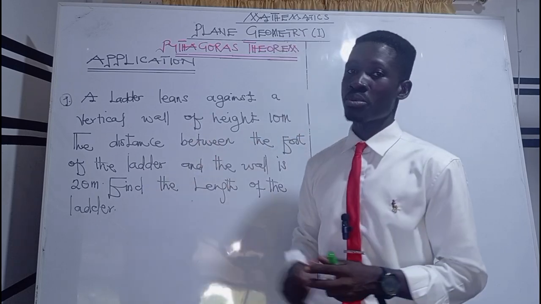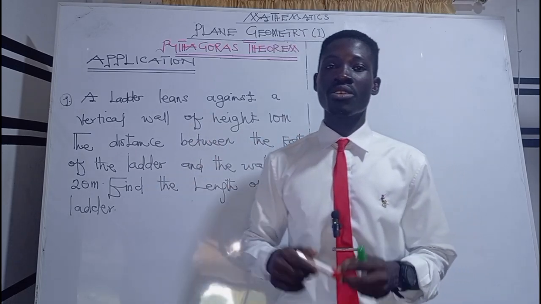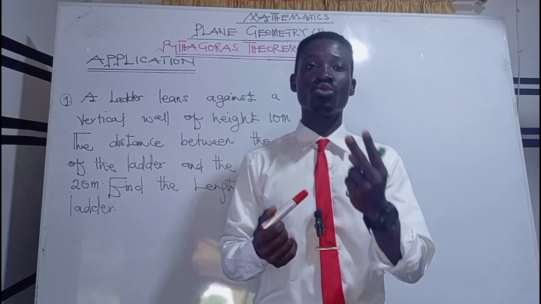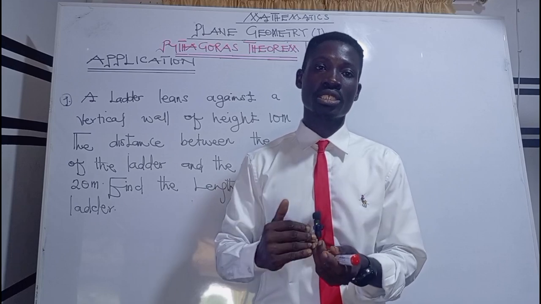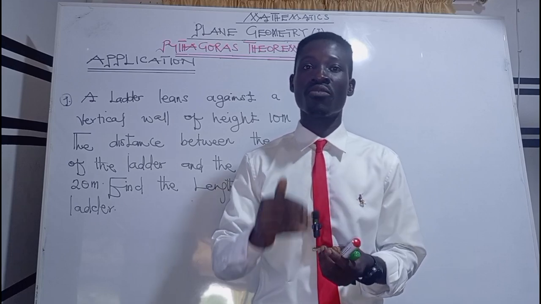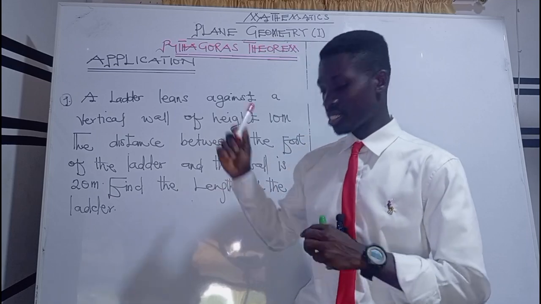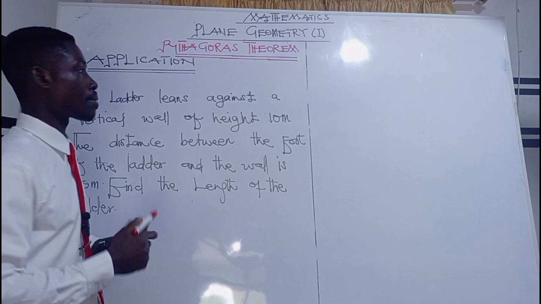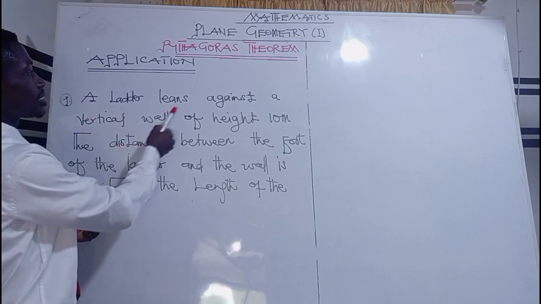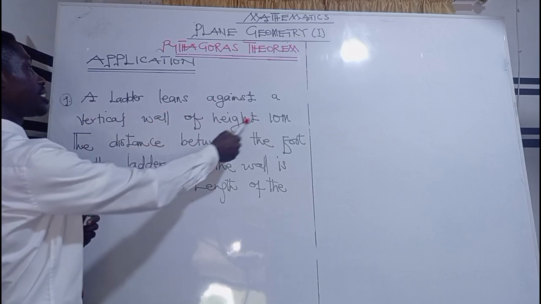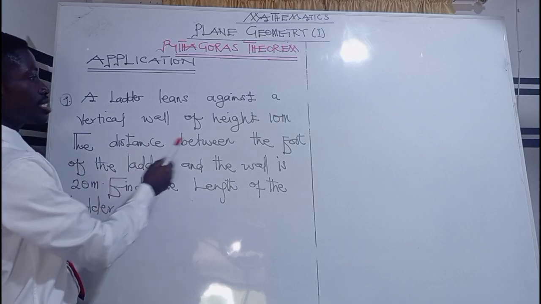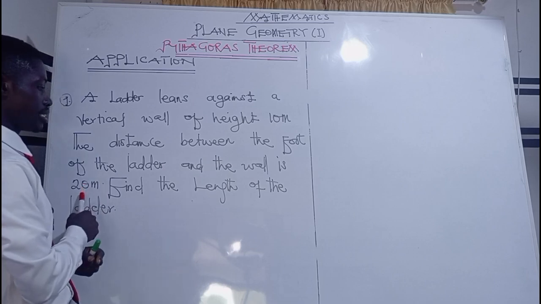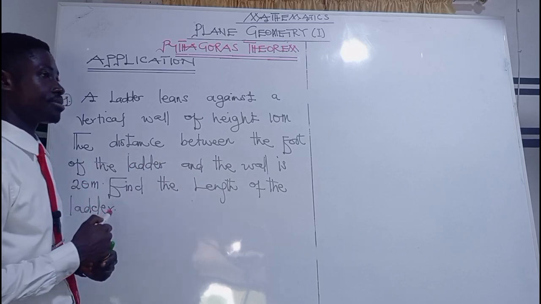So we have the first example on the board. Now, whenever you have an application question on Pythagoras Theorem, make sure you read the question 2 or 3 times to understand the question and then you digest it before you start solving it. So the first example, let's read it. Make sure you read it with me. A ladder leans against a vertical wall of height 10 meters. The distance between the foot of the ladder and the wall is 20 meters. Find the length of the ladder.